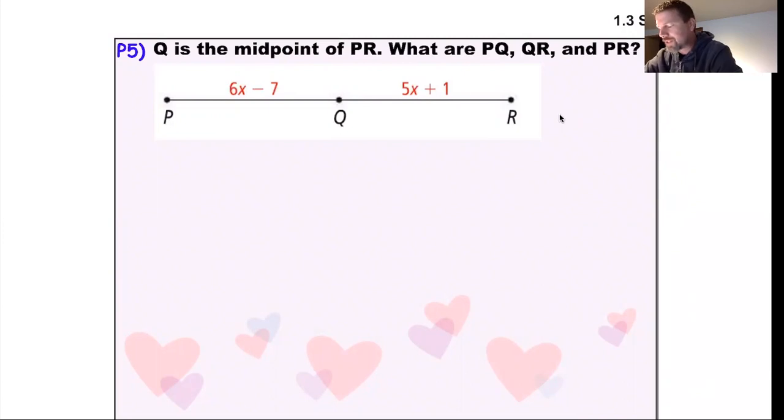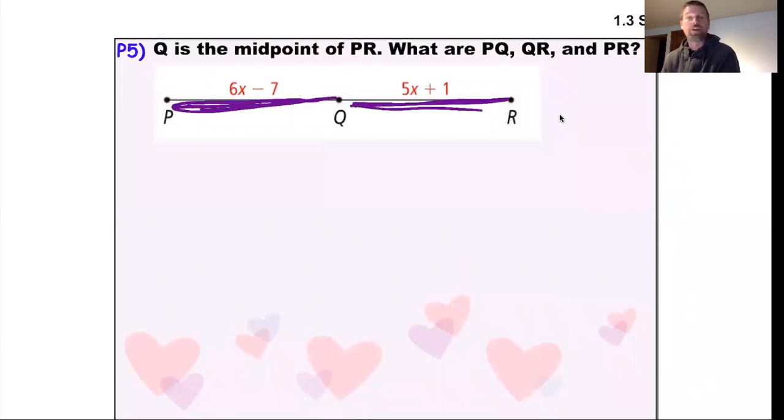This time it says Q is the midpoint of PR, and then it's asking what are PQ, QR, and PR. Well, if Q is the midpoint, I know it's exactly halfway between. And if I know it's exactly halfway between, I know that this left half and that right half are the exact same length. If they're the same length, they're equal. So I know 6x minus 7 has to equal 5x plus 1 because those segments are equal in length.